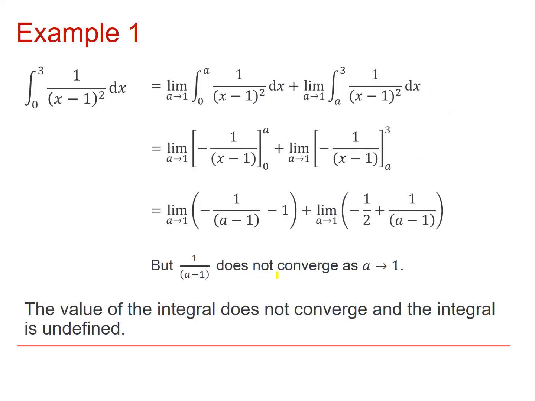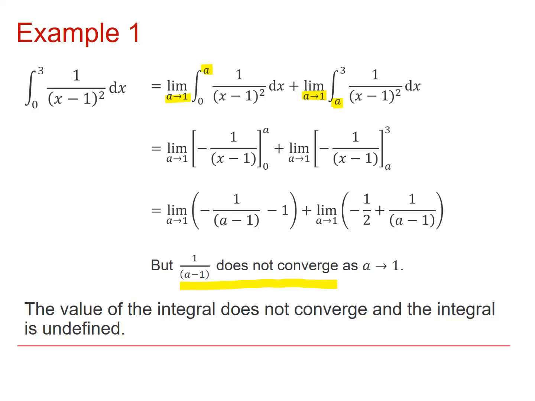There's that working tidied up for you. And you'll see here we've split this integral into two parts, up to a, and then from a up to 3. And in both cases we're allowing a to tend to 1. Working that on through, we end up with the fact that 1 over (a minus 1) does not converge as a tends to 1. And so the integral is undefined.